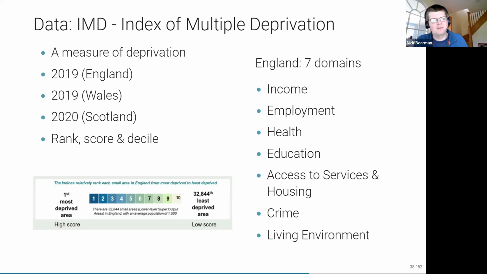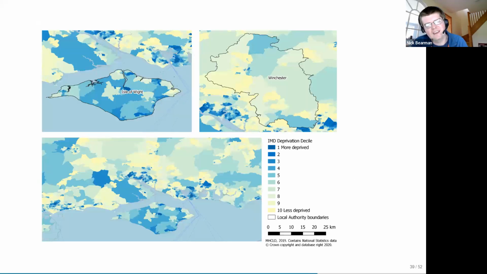And it can be really insightful to map some of these to see how deprivation varies depending on where you are. So, here we've got the darker blues as more deprived and the lighter yellows as less deprived. And we can see in urban cities, there are areas of more deprivation, areas of less deprivation.